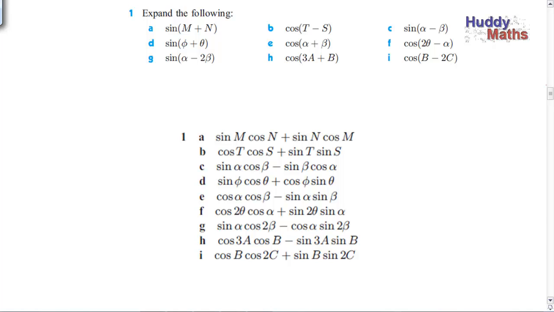Sine cos, cos sine. Okay. Now, see this? I don't like the way they've done this. I prefer you did sine m cos n and then cos m sine n. All right, because of that sine cos, cos sine, keeping them in that order. This is correct, but it doesn't actually help you remember the pattern very well. All right, let's go on. What else can we do?